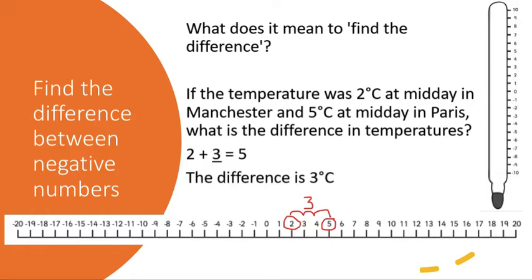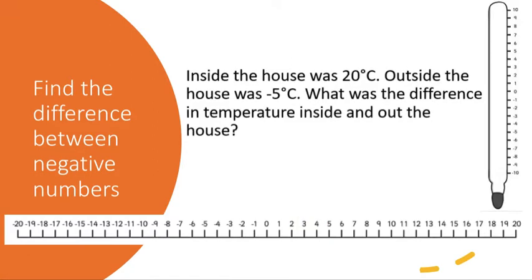Let's have another look at another example. Inside the house was 20 degrees C, outside the house was minus 5 degrees C. What was the difference in temperature inside and outside the house? Again, let's have a look. Let's find them on the number line and see if you can find the difference first of all. I'll pause for a moment to see if you can find the difference.